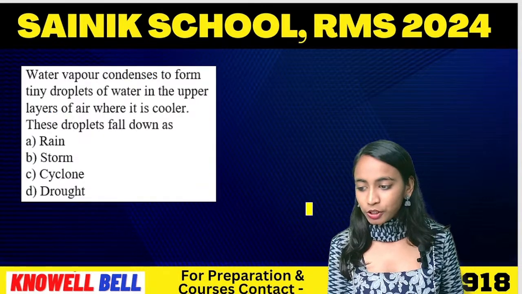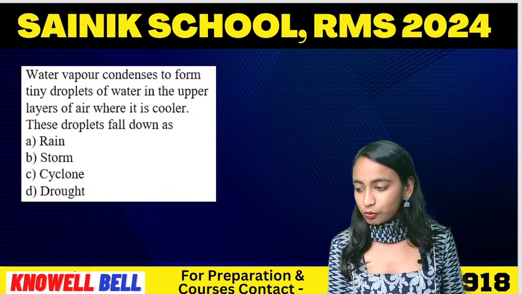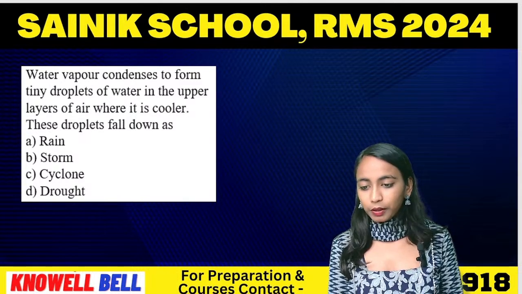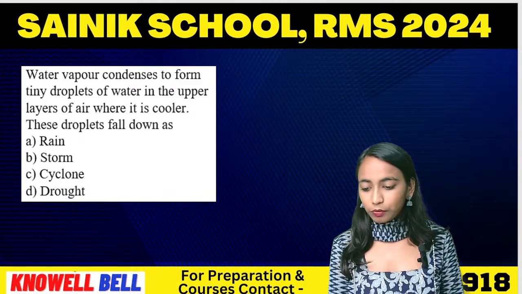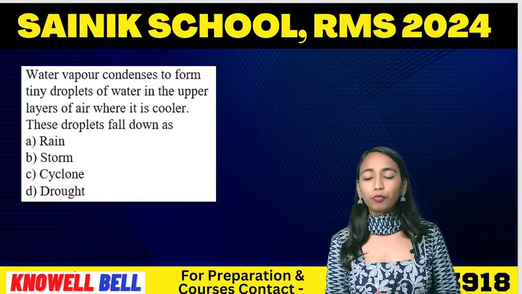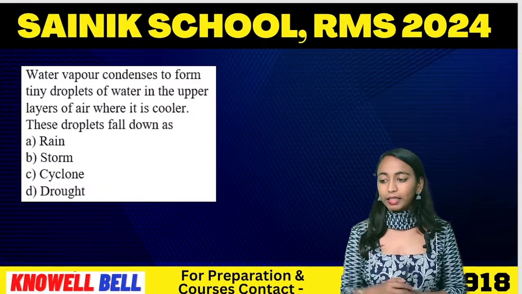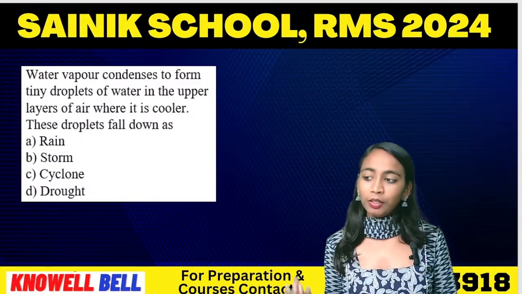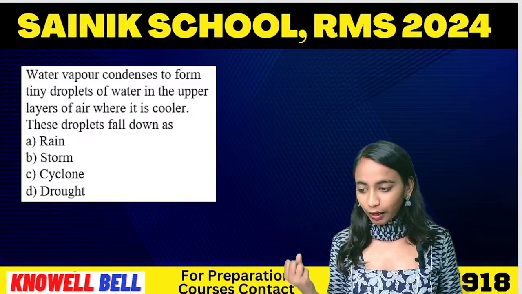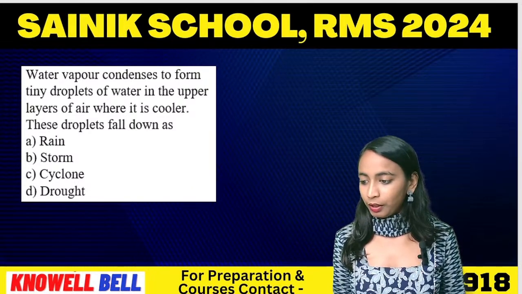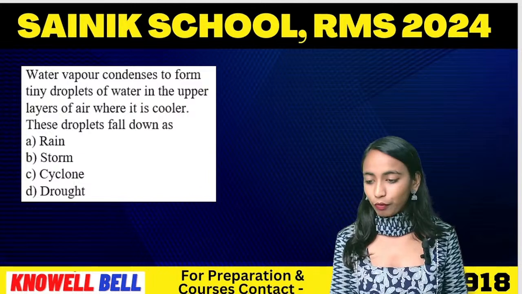Okay, the next question. Water vapor condenses to form tiny droplets of water in the upper layer of atmosphere. These tiny droplets fall in the form of. Water vapor condenses to form tiny droplets of water in the upper layer of atmosphere where it is cooler. And उसके बाद क्या होगा? जो water vapors हैं, they cool down and fall in which form? So that you have to mark, that they fall down in which form.